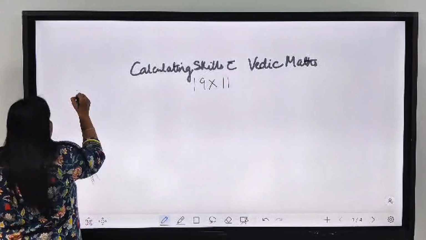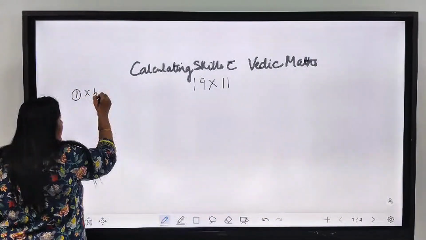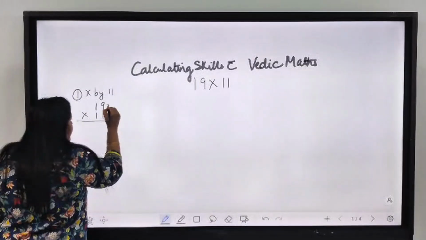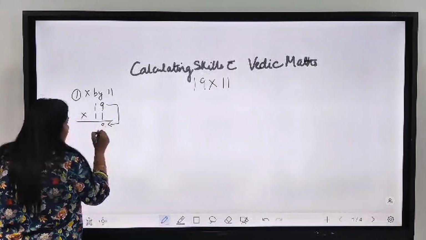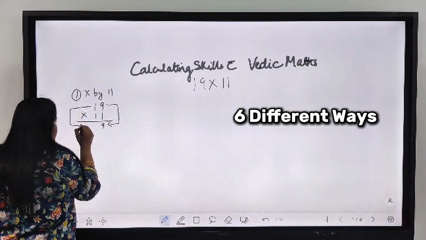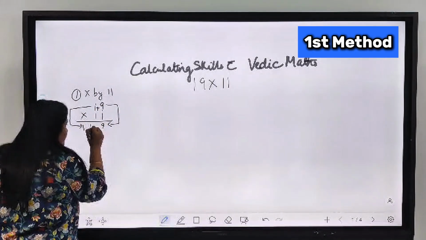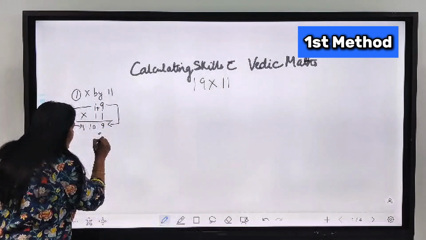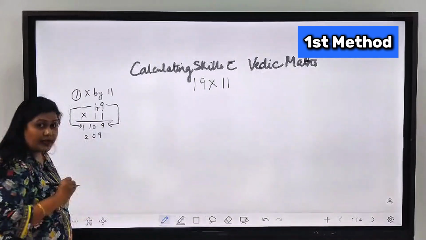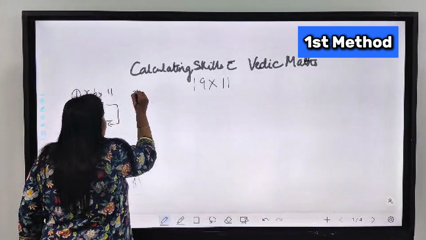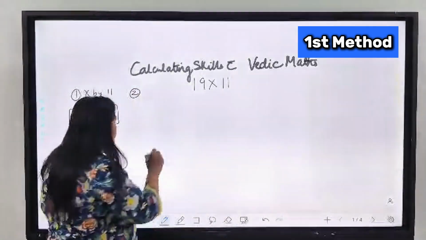First, multiplication by 11. Here, I write the digit in the ones place as it is. I write the digit in the tens place as it is. I add both the digits and write in between, balance, and my final answer is 209. It's a one-step method.